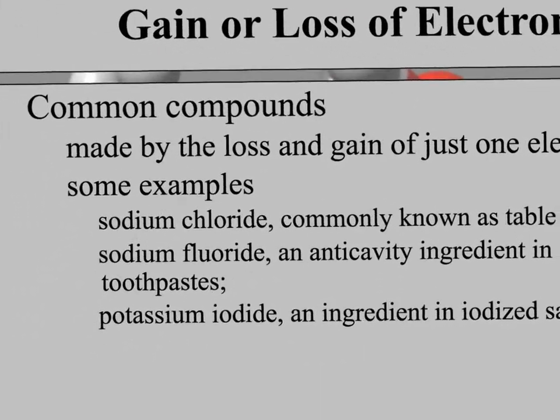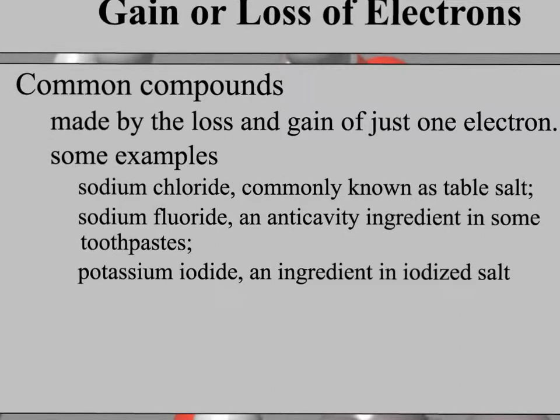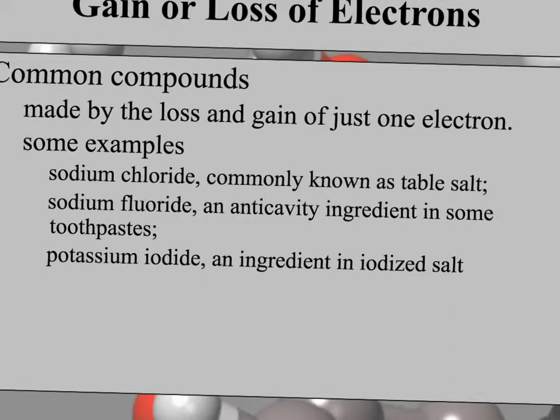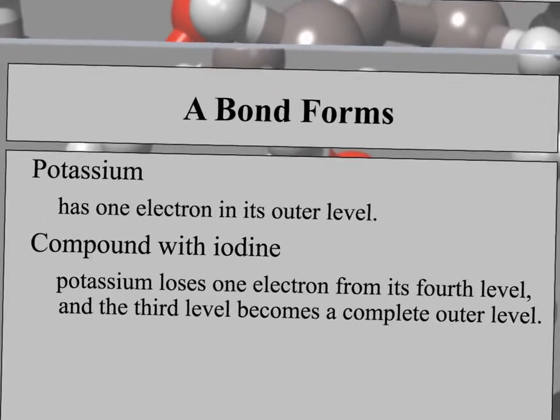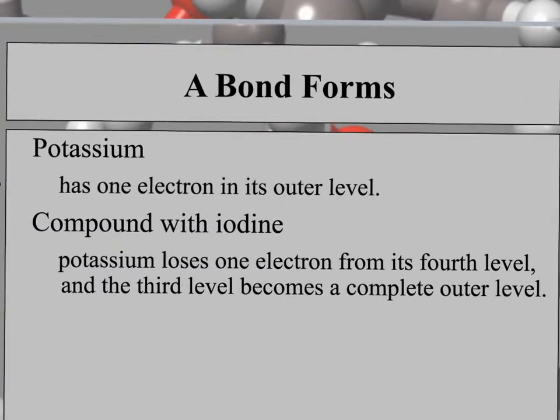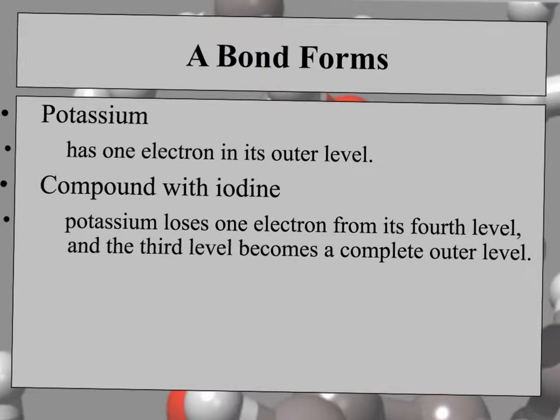All right. Common compounds are made by the loss and gain of just one electron. Sodium chloride, table salt. Sodium fluoride, an ingredient in toothpaste. Potassium iodide, an iodine salt. All right, and we'll go through some of this here. So potassium, K, has one electron in its outer shell. If potassium can lose that one electron in its fourth level, the third level is filled with 8.